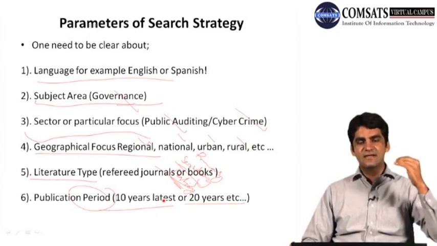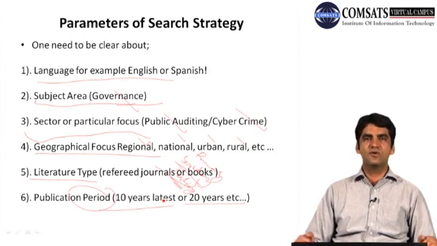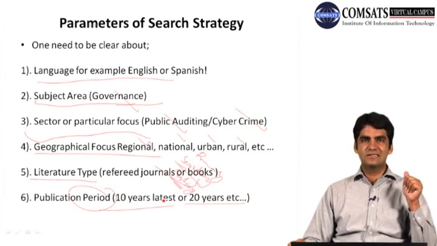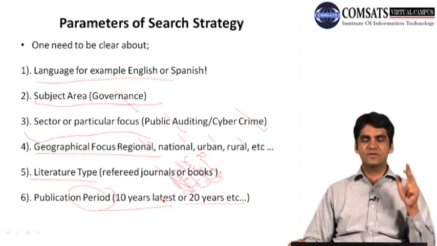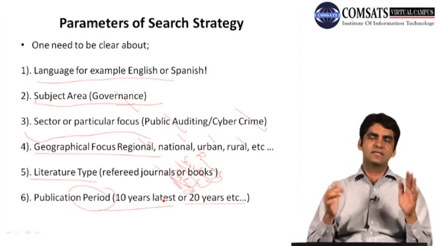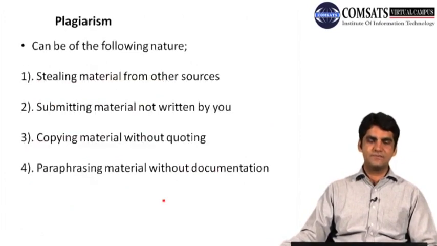So these are the six search strategy parameters that we have to keep in mind, so that we remain focused rather than losing focus. We will also get information that is important and that we must know, rather than information overload. Just to repeat: language is important, subject area is important, the particular focus of the subject area is important, then geographical focus, literature type, and publication period. These are the things one has to keep in mind while deciding about the parameters of search strategy.